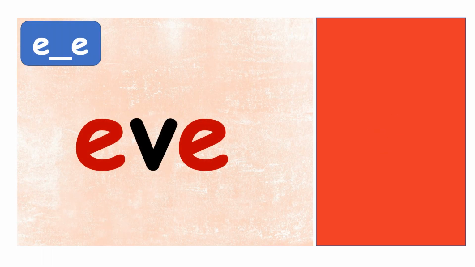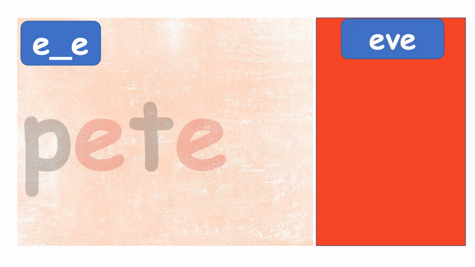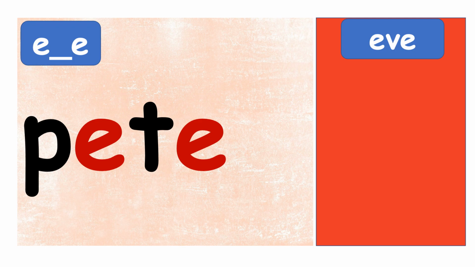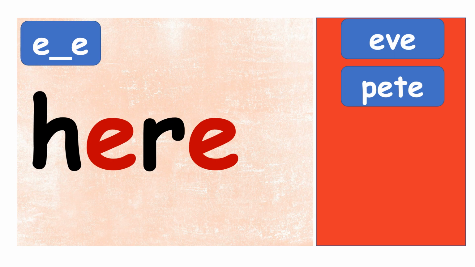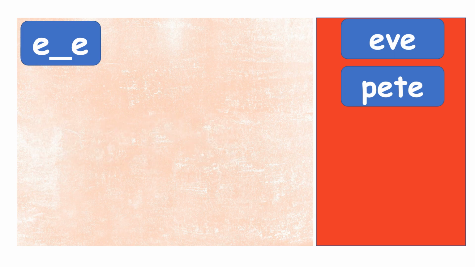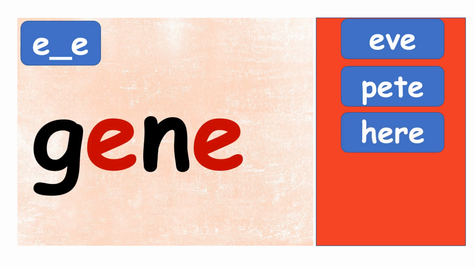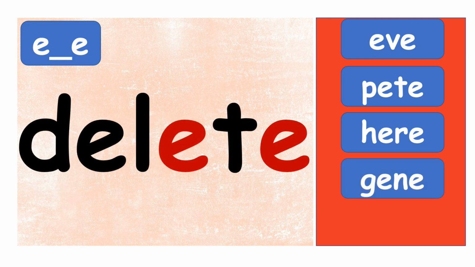When silent E is followed by a vowel E, it makes a sound E. EE makes a sound E. Examples: Eve, Pete, here, Jean, delete.